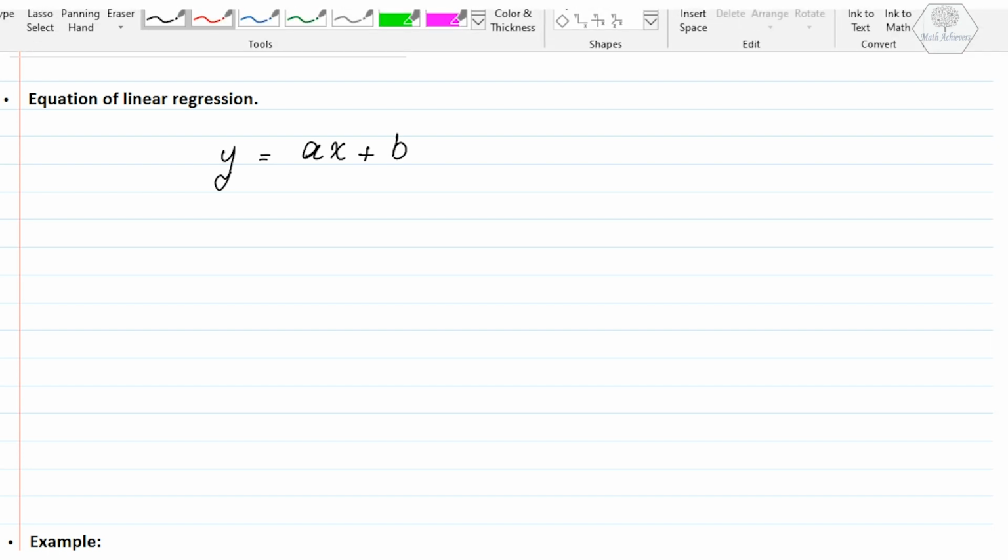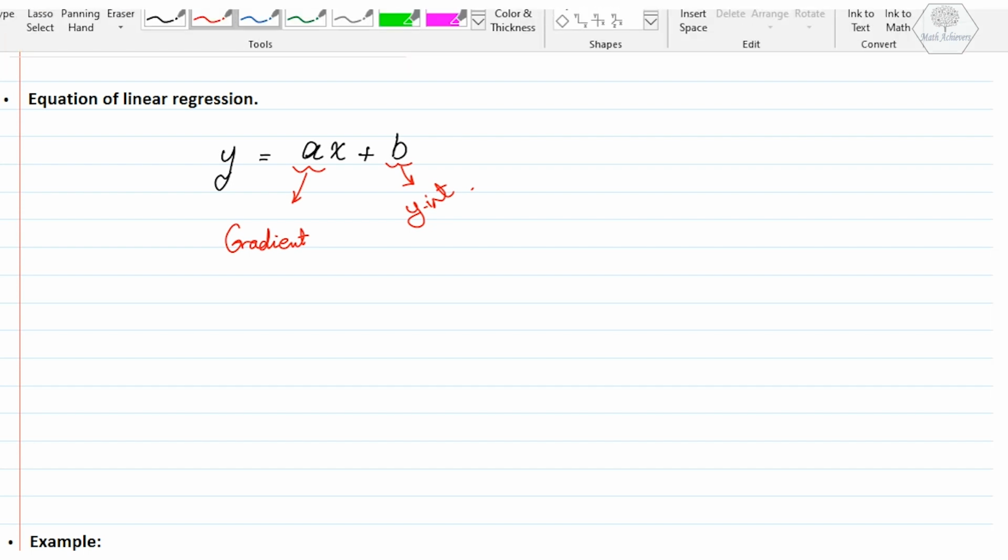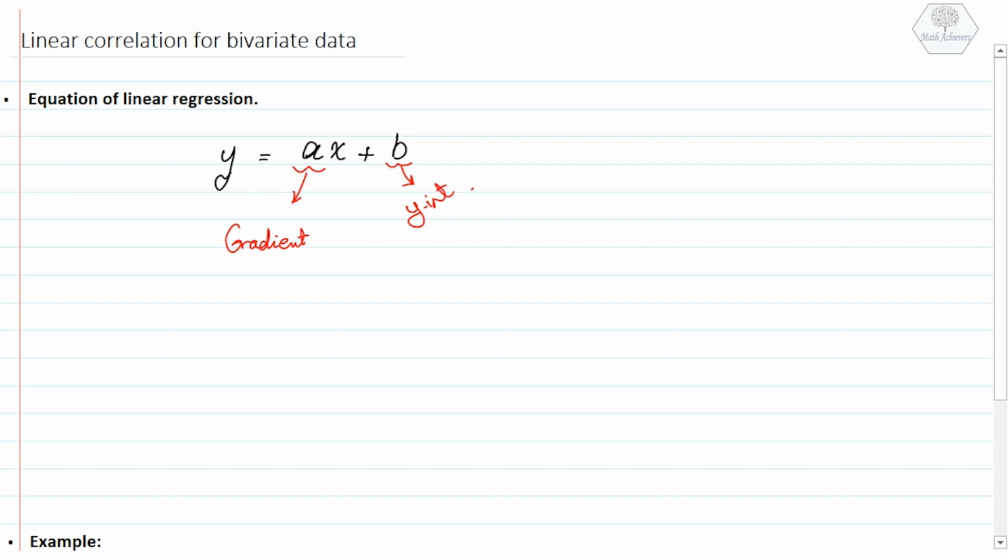a is the gradient in this case, and b is the y-intercept. But it's very important, when we find the equation of linear regression, to interpret the values of a and b. What does the value of a mean in that context, and what does the value of b mean in that context? Let's see in general what a means and what b means.